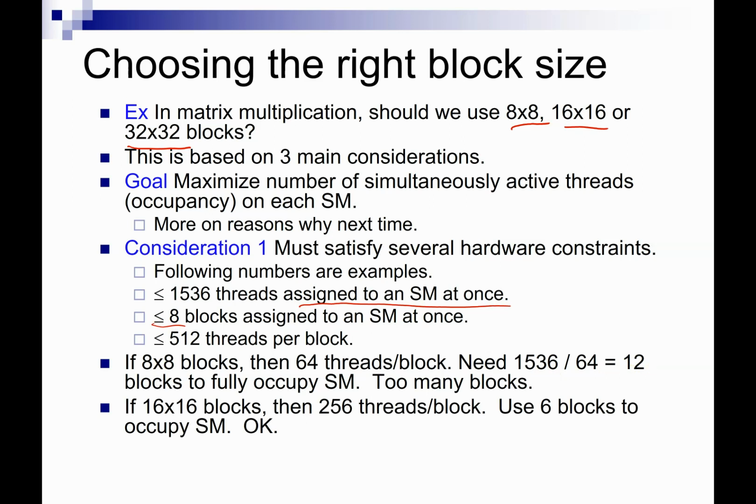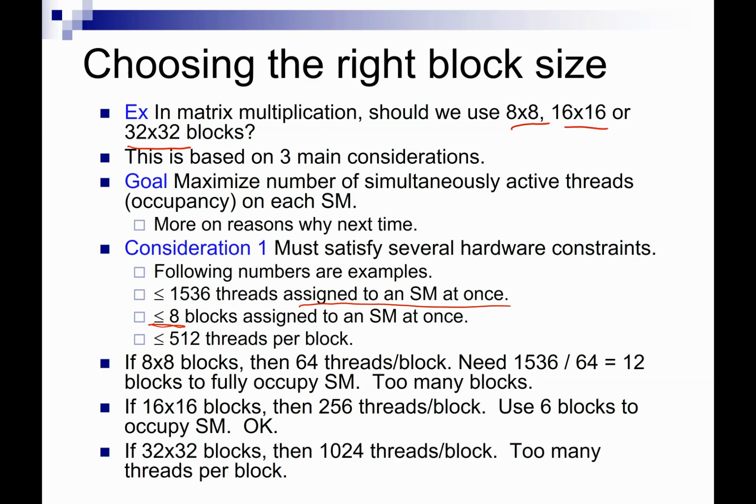Now if you're using 16 by 16 blocks, you have 256 threads per block, and 1536 divided by 256 is 6 blocks. We can run 6 blocks, so this is fine. We can run 1500 threads with 16 by 16 blocks. Now the 32 by 32 blocks would be 1024 threads per block, and here we have a limit that we cannot run that many threads per block. So we cannot use this block size. Basically that's saying that we should use the 16 by 16 blocks.